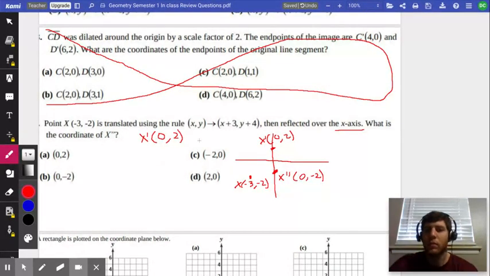When we reflect over the x-axis, we're changing the sign of the y value. When you reflect over the x-axis, you're reflecting up and down. So your x value stays the same and your y value changes sign. So x prime is 0, 2, so that means x double prime is going to be 0, -2. Okay, so 0, -2 is option B here.